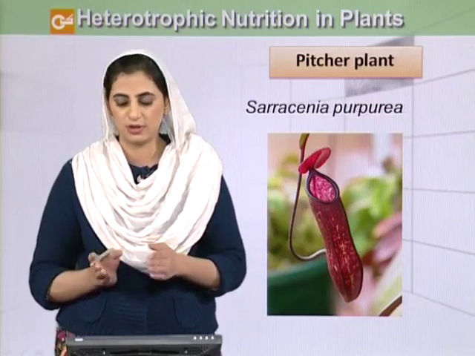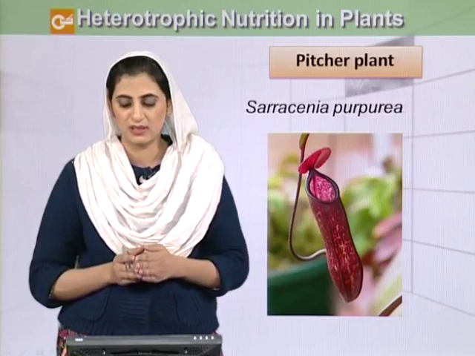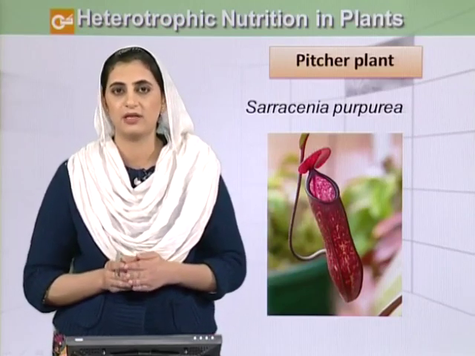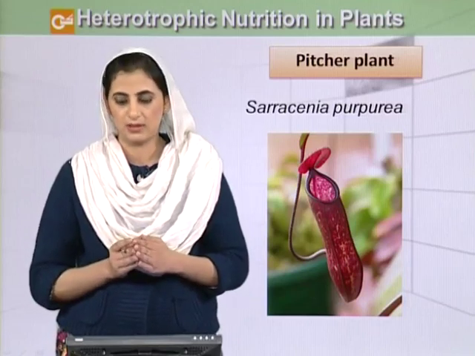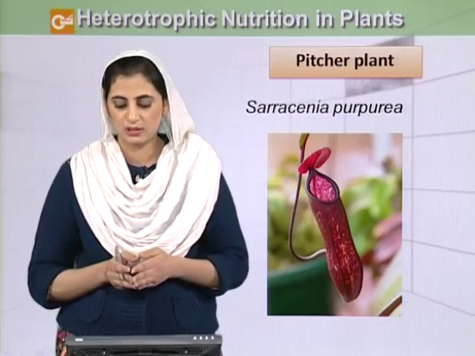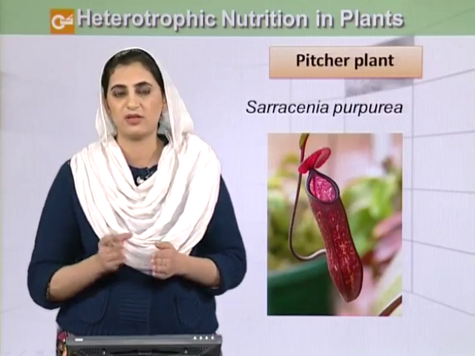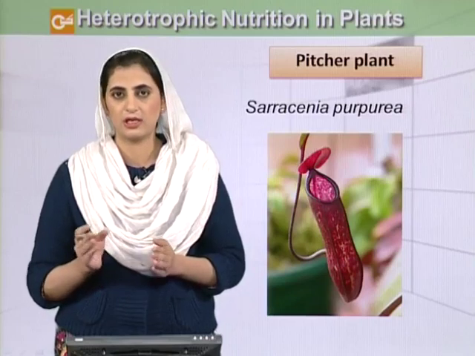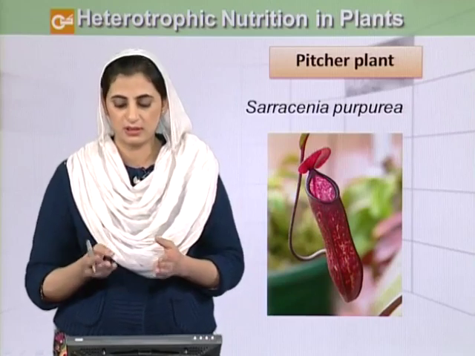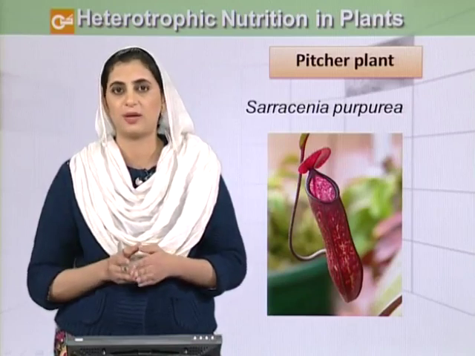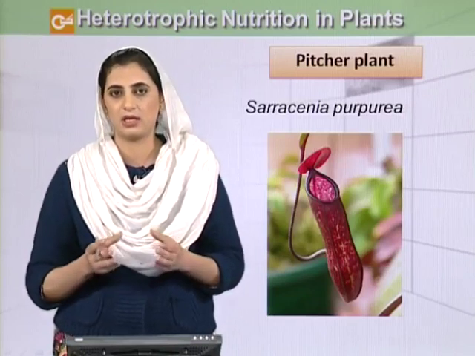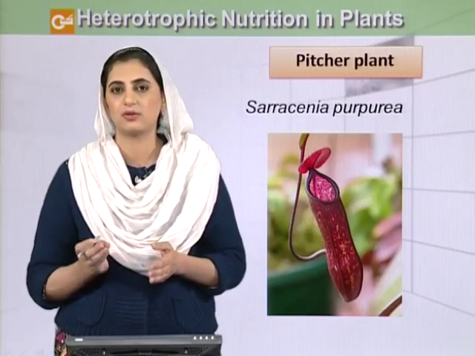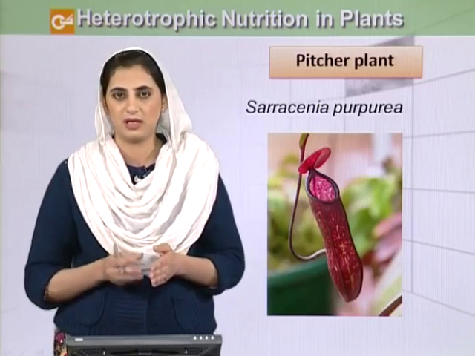Number one is the pitcher plant. Its scientific name is Sarracenia purpurea. You can see here that its leaf is modified into a hood and a pitcher. It is partially filled with water, and it has a lid or a hood which partially covers it, and when an insect gets trapped in it, it is digested by the enzymes, and its nitrogenous compounds are then absorbed by the leaf.